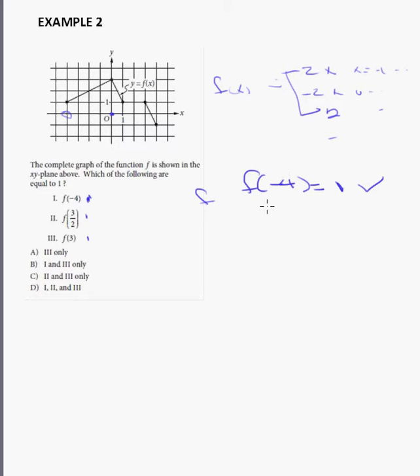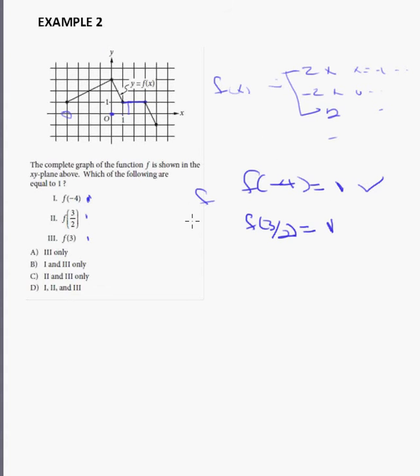Let's move on to f of 3/2. 3/2 will be somewhere right here, because this is f of 1, f of 2, so f of 3/2 will be right here somewhere. As you can see, the function is moving this way. You see that, right? And this is also equal to 1.